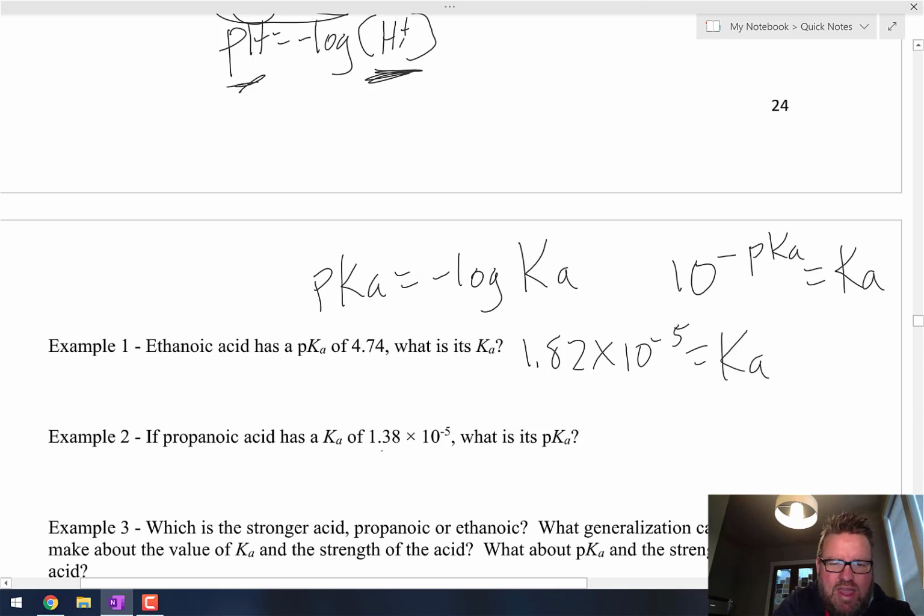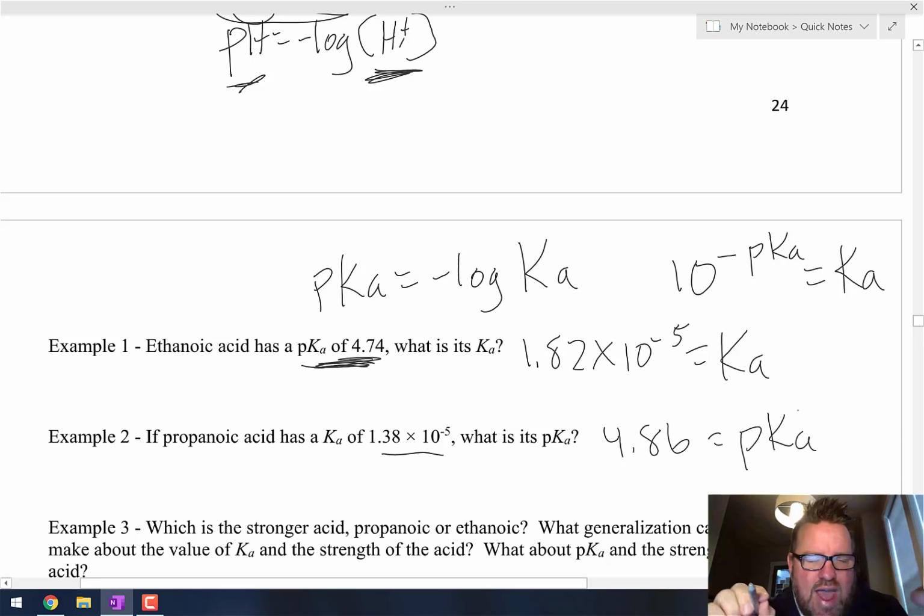And if we have a Ka of 1.38 times 10 to the negative fifth, what's its pKa? Again, now we're just going to take the negative log of 1.38 times 10 to the minus fifth, and that equals 4.86. So you'll notice that the smaller, and this is the important part here, the smaller of the two pKa's, this is the pKa. So of those two acids, ethanoic and propanoic acid, ethanoic has the smaller pKa value, but it has the larger Ka value.